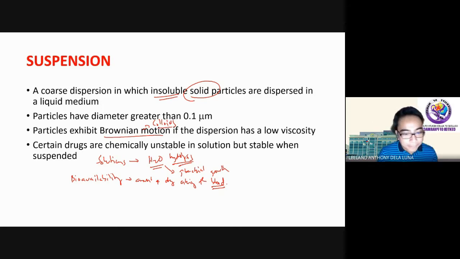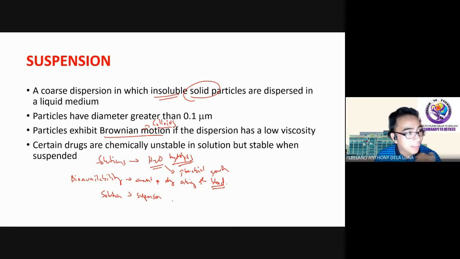Suspensions? Solutions? Okay, so I think majority of you answered solution. And that's correct, class. Solution is more bioavailable than suspensions. Okay, for one main reason lang naman, class, ang solution kasi is purely water-soluble.